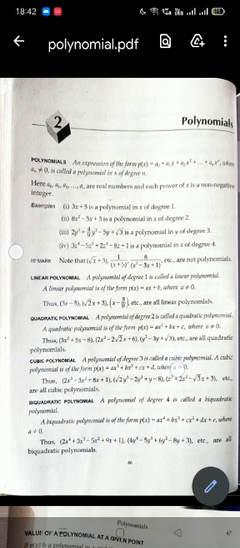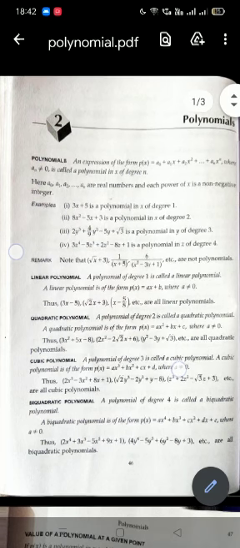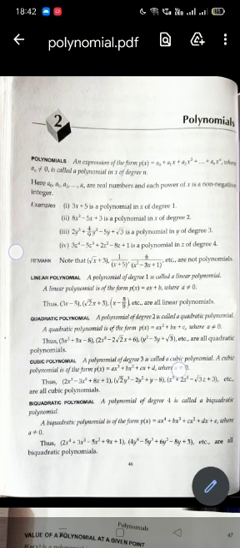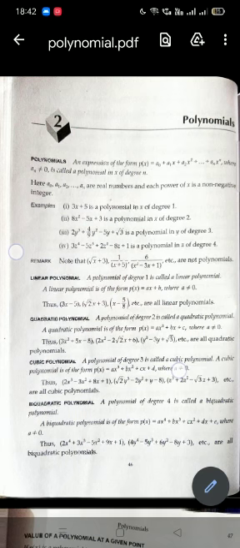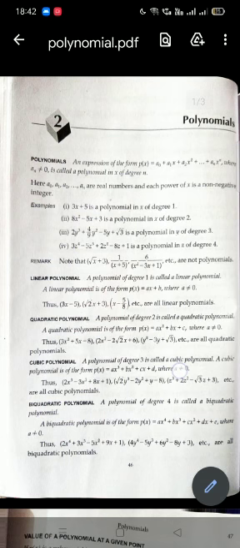It means the polynomial is an algebraic expression and the conditions are written below, such as here a0, a1, a2 and a3 are real numbers. What is a real number? A real number is a set of rational and irrational numbers. And the power of x is a non-negative integer. What do we understand about a non-negative integer? It means the power of x is a positive integer or zero.